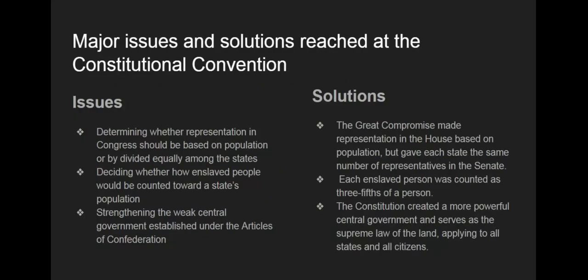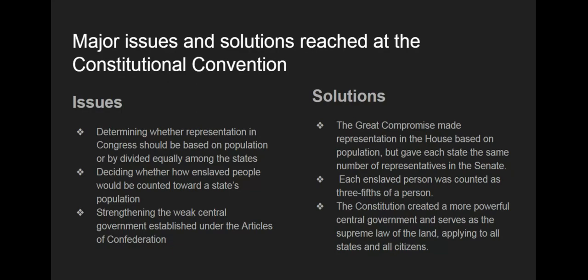So, major issues and solutions reached at the Constitutional Convention. So, before we had our official US Constitution, we had what was called the Articles of Confederation. It was our first constitution, so we've actually had two in the history of the United States. But the Articles of Confederation, often referred to as the AOC, were very, very weak. It really did not give our federal government much power, and because of that, our federal government was not effective. So, from the Articles of Confederation, they wanted to fix it in order to have a stronger, effective constitution.